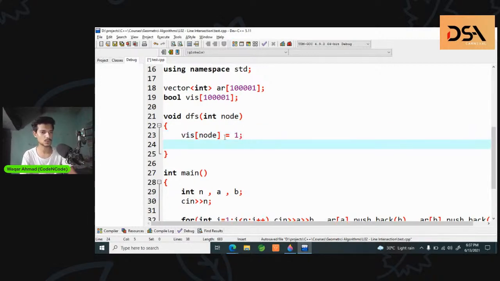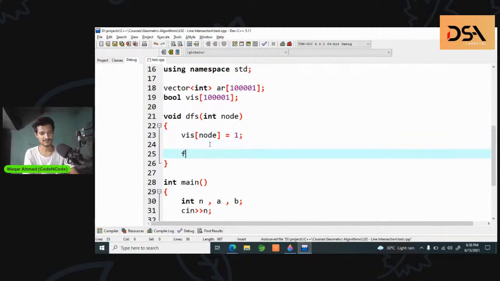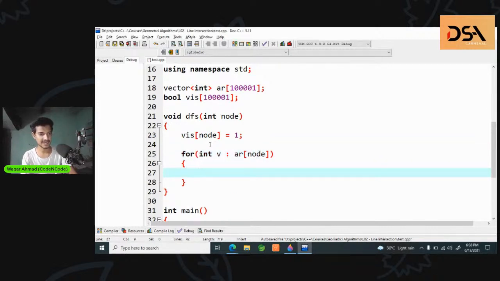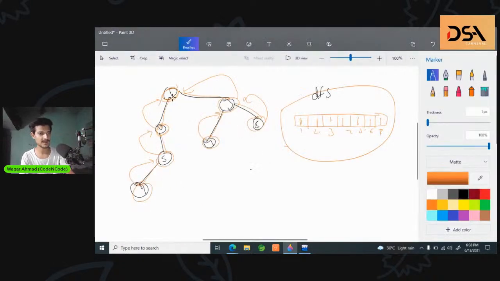So I'm marking the current node, that is NODE, as 1. That means it is now visited. After that, for each node V in the adjacency list of the current node, I am traversing the adjacency list of the current node. When I'm traversing for node 1, node 1 has its own adjacency list, right? We have just learned that. In that we have 2 and 3. So I'll traverse them one by one and see if it is not visited, make a DFS call there. If it is not visited, make a DFS call there, and so on. So this is how your DFS works.